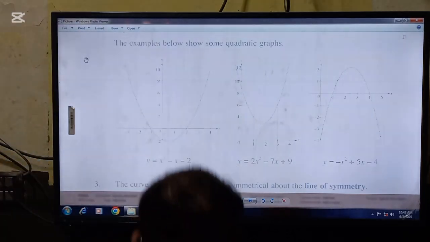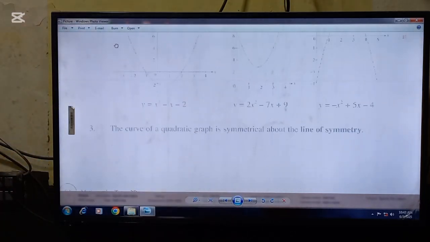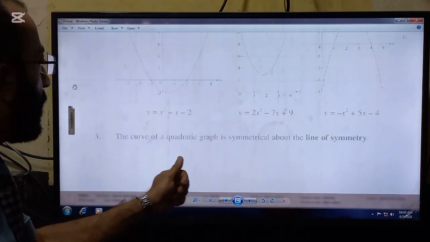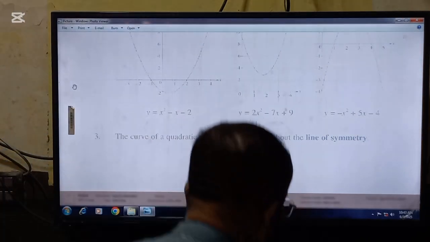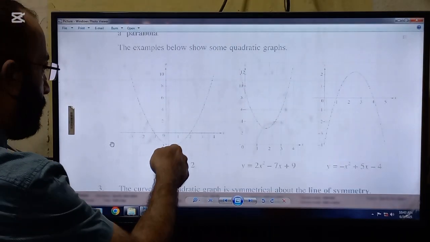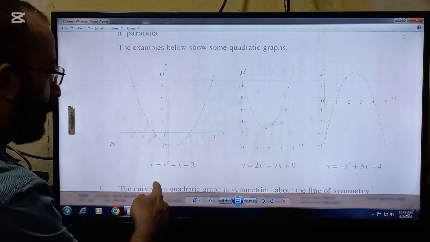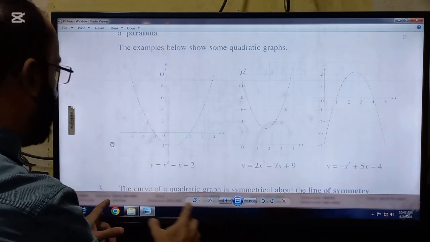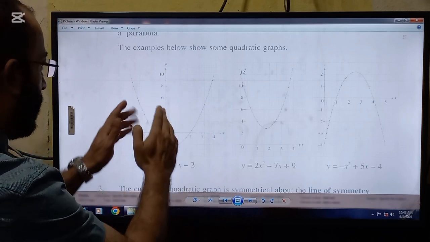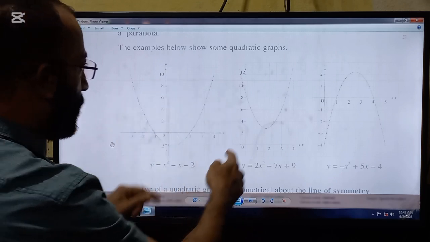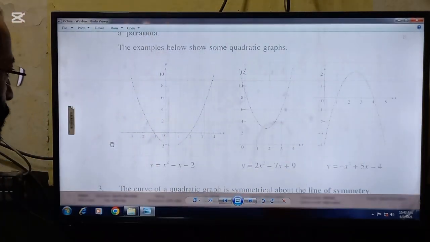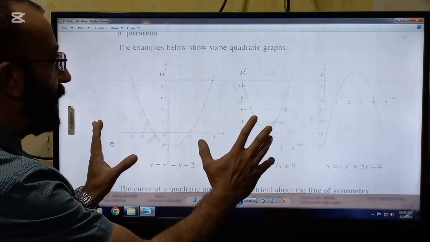Next point is the curve of a quadratic graph is symmetrical about the line of the symmetry. So look now, if we draw the line of the symmetry here, the graph of the curve is symmetrical. The graph will be symmetrical about the line of the symmetry. This is the line of the symmetry and this is the line of the symmetry. So this is another point to remember for you people in this topic.